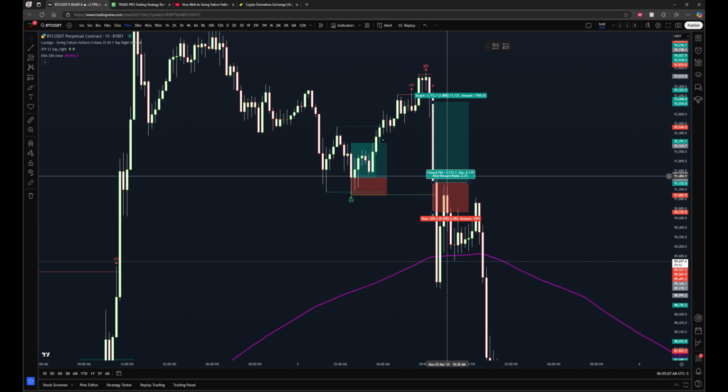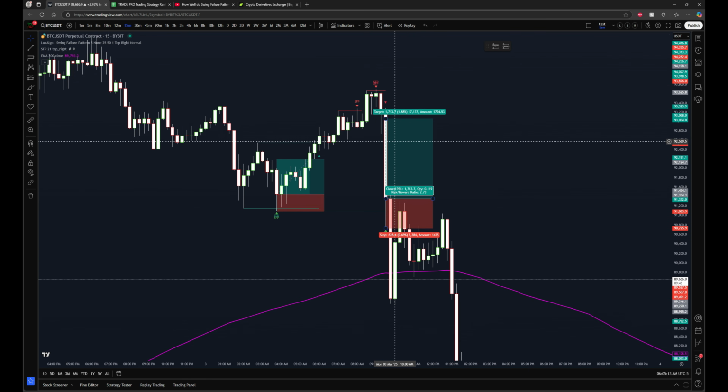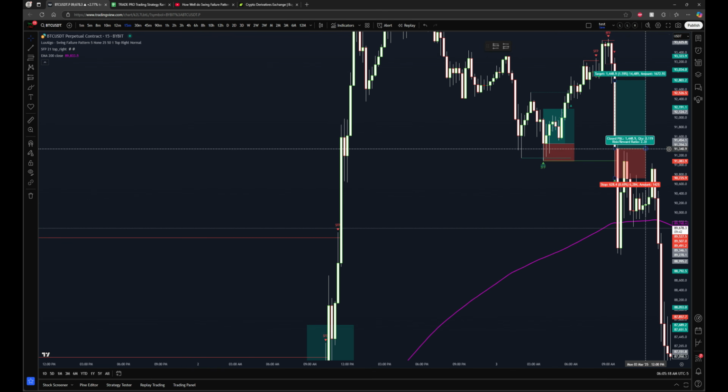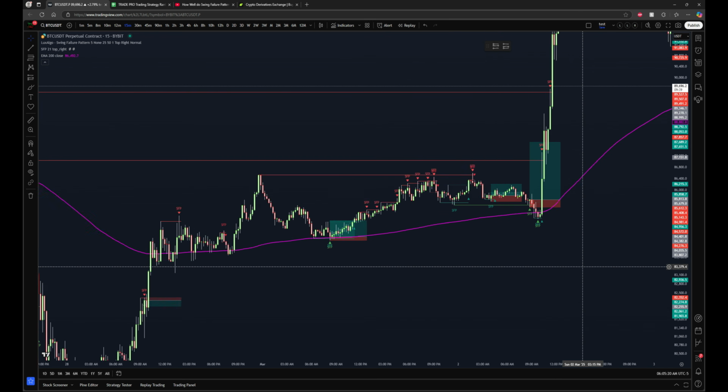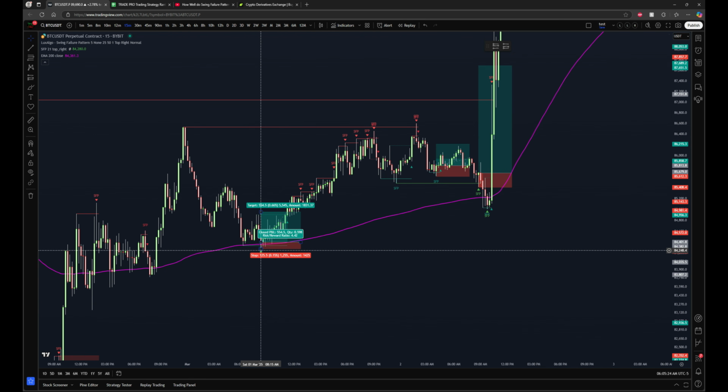That's great. Then this one is a loss. So we come down to new lows of the pullback. We get a swing failure pattern there. That's a valid entry. And it doesn't end up working out. We come down to get stopped out. Okay. Get some more over here so we can see this one ends up being a winner. Swing failure off the lows of this current pullback over the 200 EMA.